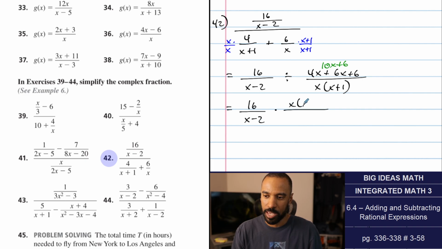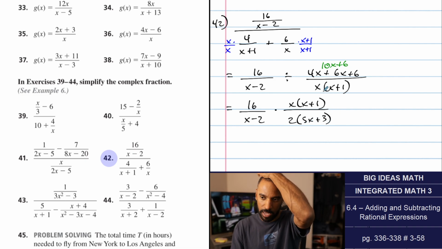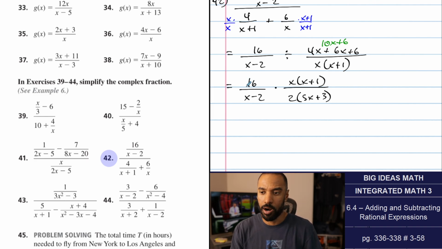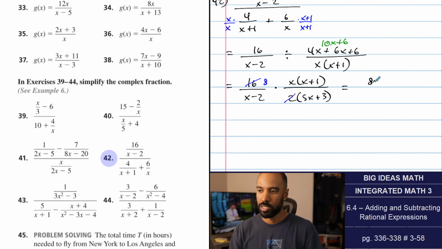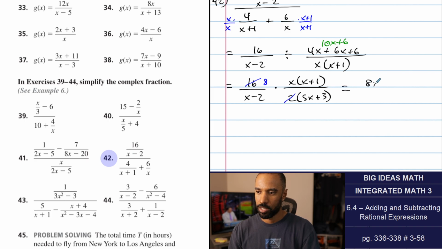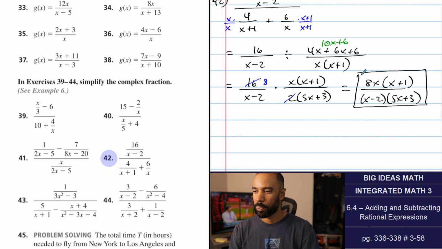We got x times x plus 1 on top, and on bottom, a 2 factors out, and you have 5x plus 3. At least now we can recognize something that can go away. Only one little part. 16 over 2 is 8. Everything else looks like it's going to be exactly as is. So now we have 8x times x plus 1 up top. And on bottom, we got an x minus 2 in parentheses and 5x plus 3 because it's a quantity times a quantity. So that times that, all good to go.